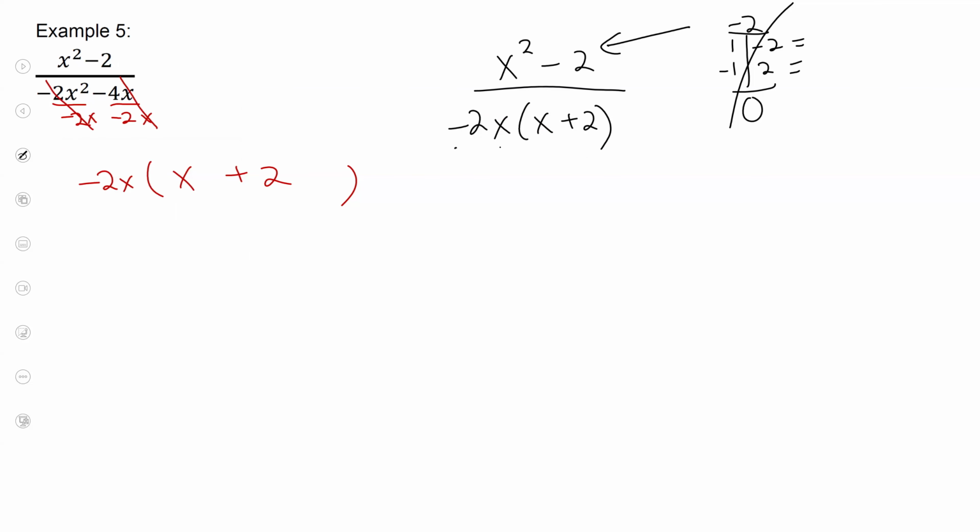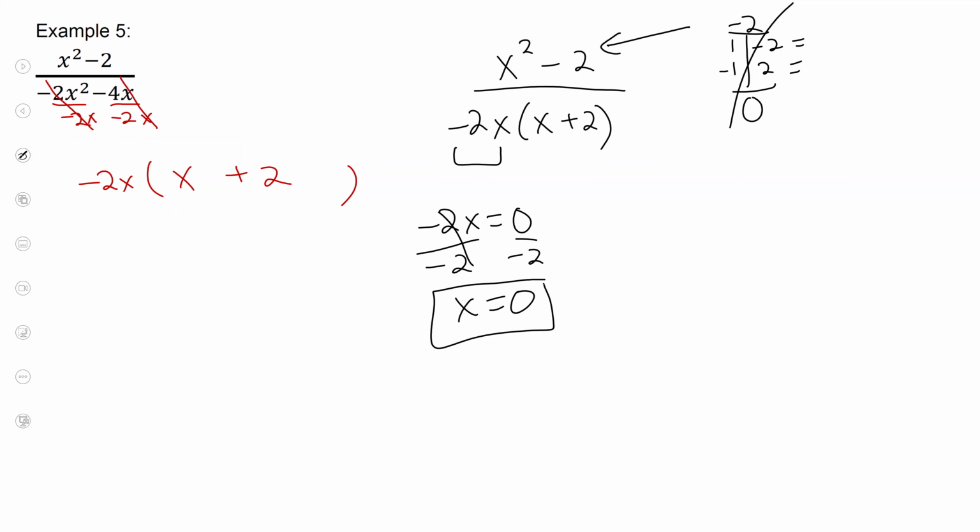So set this part equal to 0, solve for x. How do I solve for x? Good. Divide it by -2. And 0 divided by anything is just 0. That is one of your answers. Next, we're going to solve for x here. So x plus 2 equal to 0. x is equal to -2. So you have two answers.